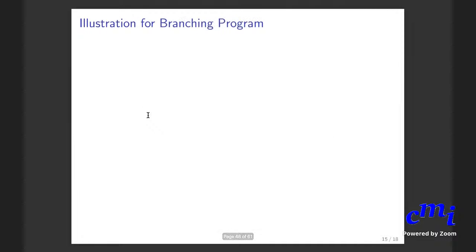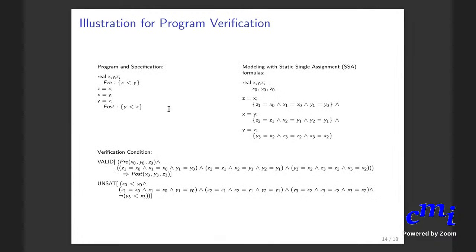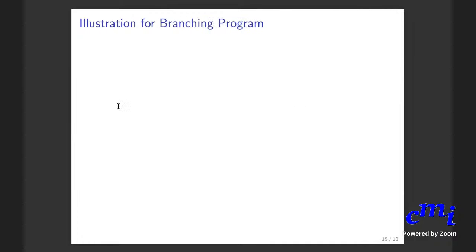Okay, so I told you that the verification model can be derived automatically. Of course, I have only shown you a straight line program, not even a branching program. How do you do it for branching? Consider here a program which computes the max of two given numbers and assigns it to z.